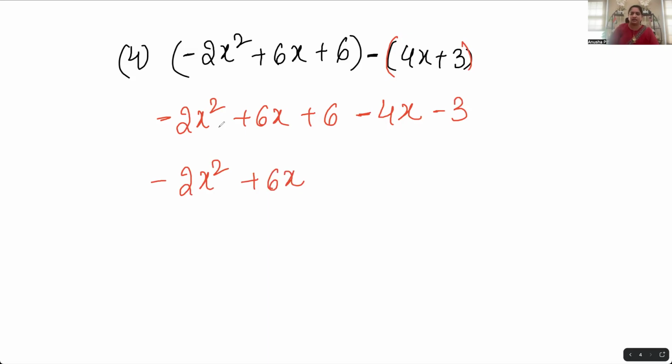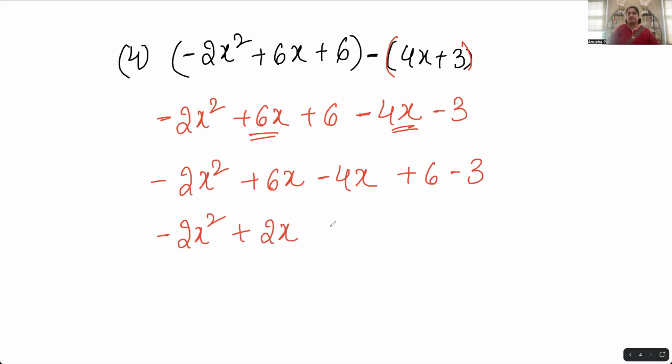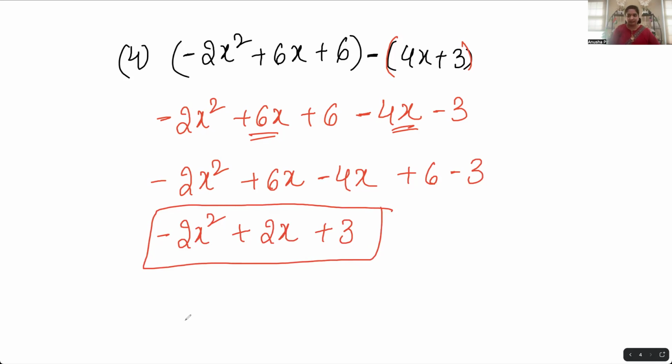Now write the like terms together. We don't have degree 2 in the second polynomial, so I'm not writing it, but we have 6x and 4x, they are the like terms, we'll write them together, then we will do adding or subtracting. So minus 2x square, 6x minus 4x is 2x, and 6 minus 3 is plus 3. Again, we have three terms, so trinomial. Degree is 2, quadratic. Leading coefficient is minus 2 and constant is 3.